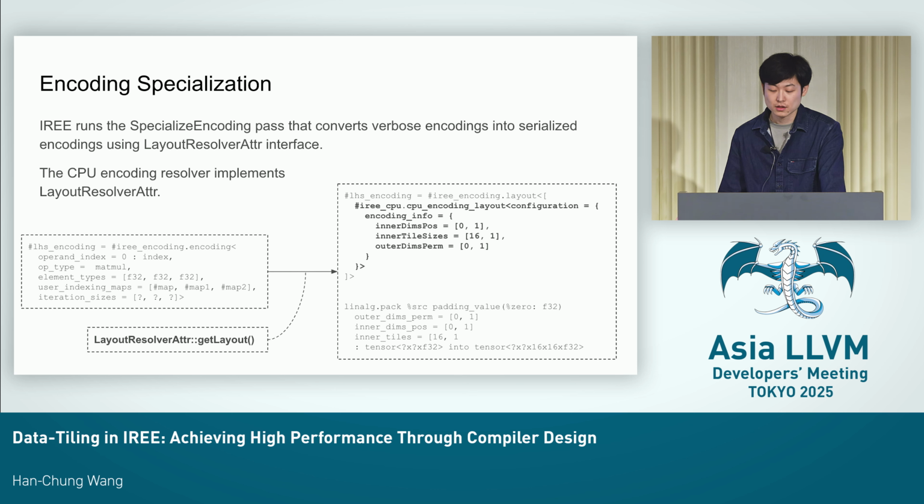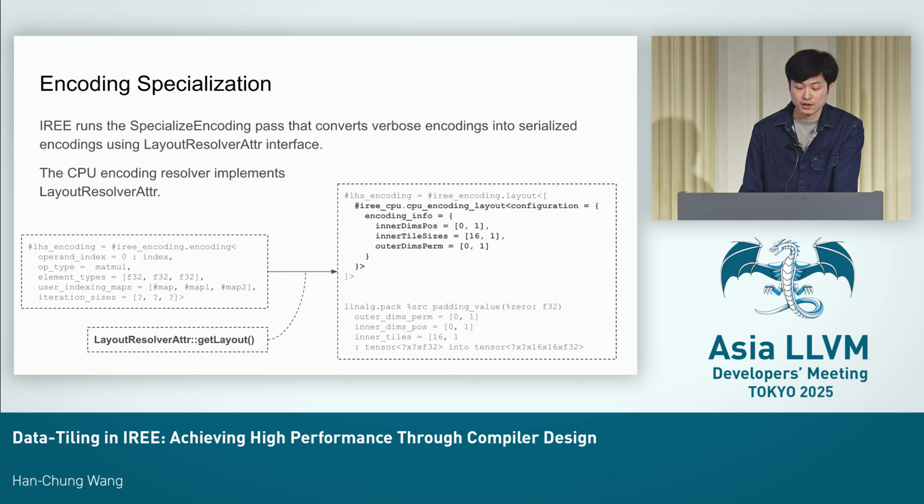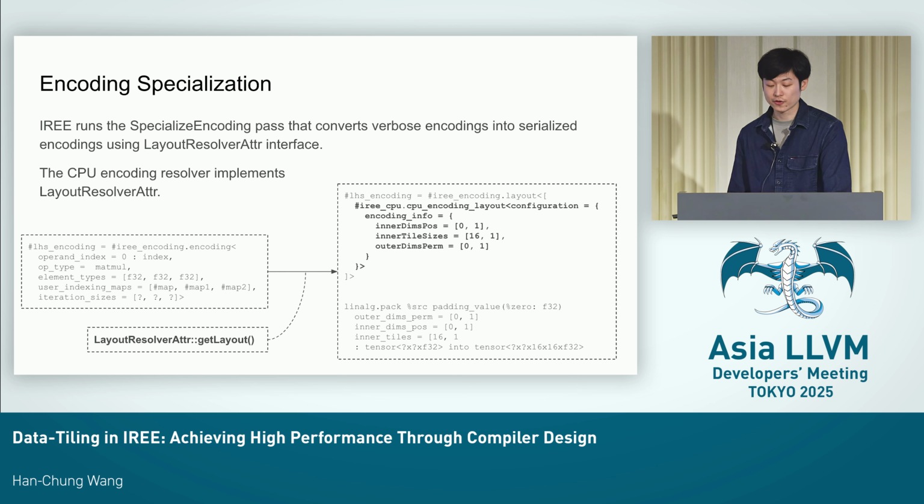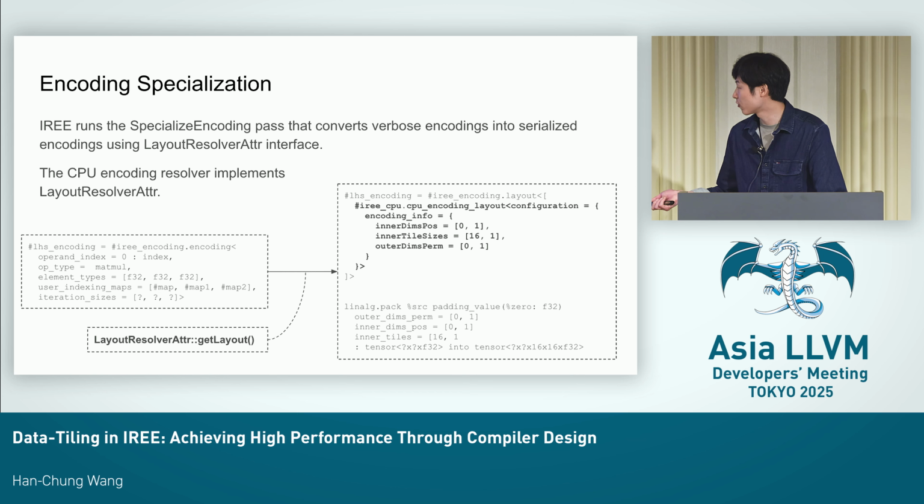In other words, the resolver also implements the serializable attribute interface. Because the layout is defined by them, it is their responsibility to interpret the layout. And this is why the encoding info is wrapped within the encoding resolver in this example. And this encoding info maps to a linalg.pack op.